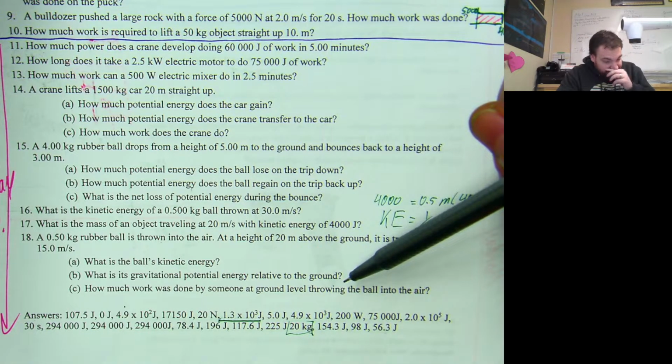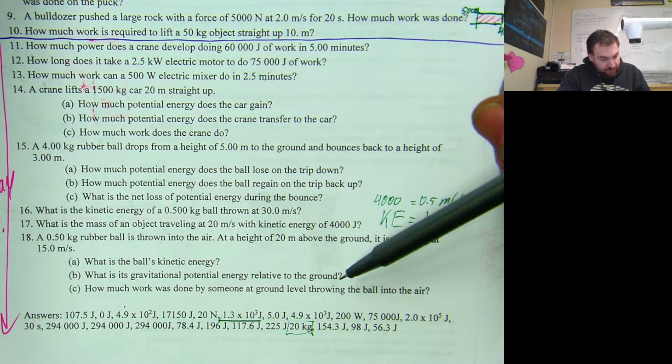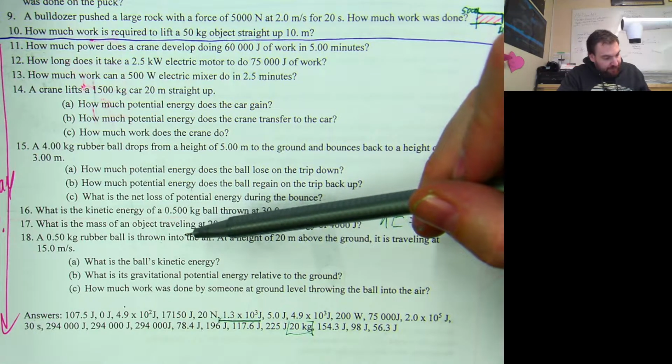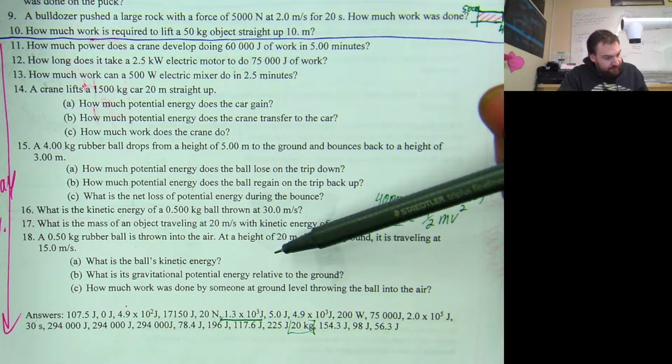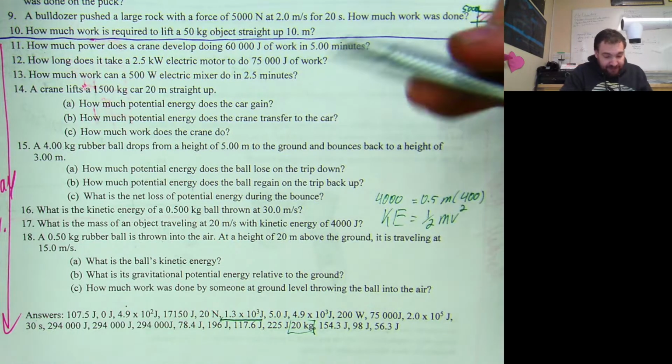Part B, what is the gravitational potential energy relative to the ground? So the potential energy relative to the ground is going to be 0.5 times 9.8 times 20. It's going to be 98, which is this guy right here.